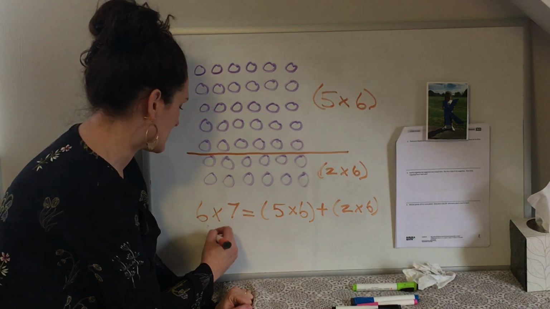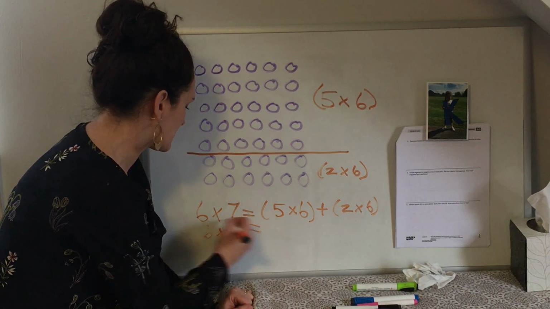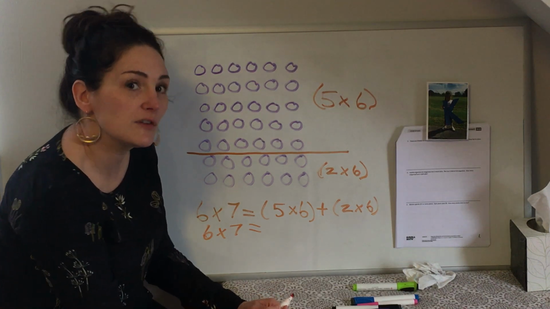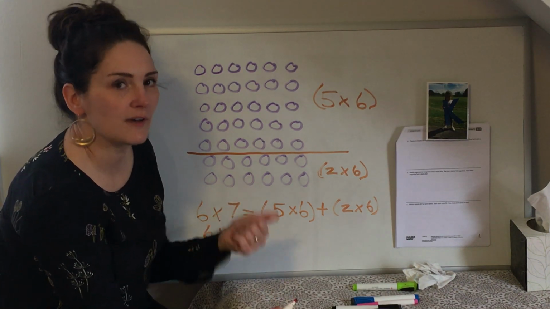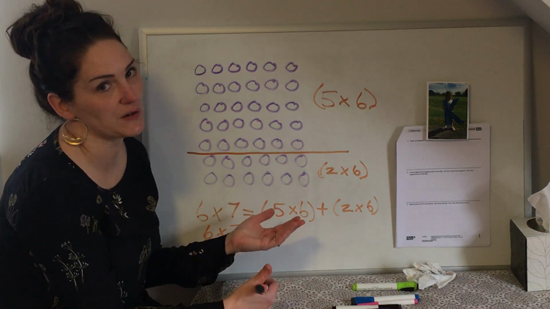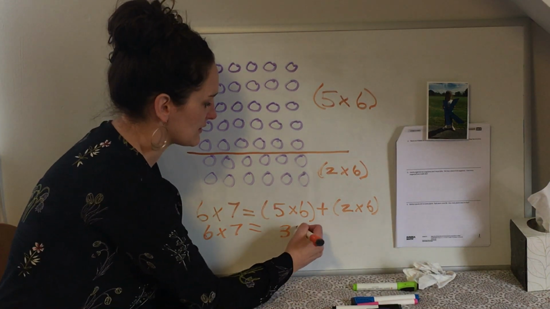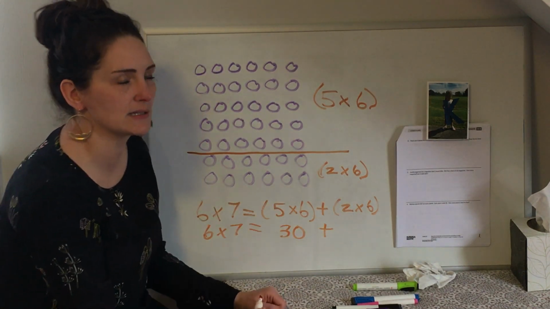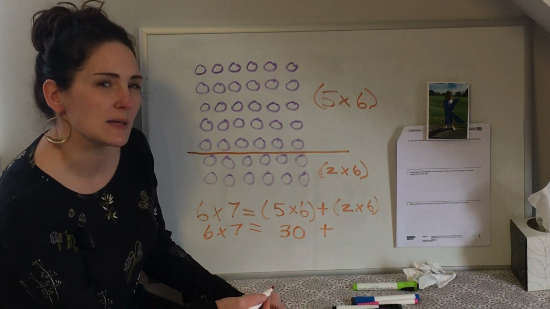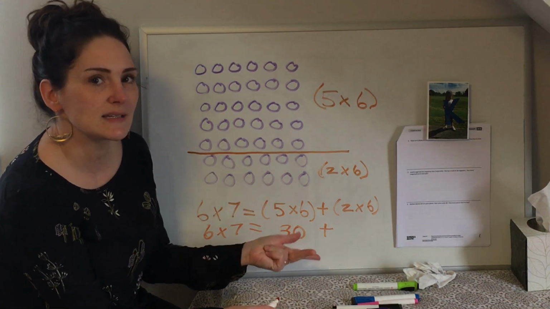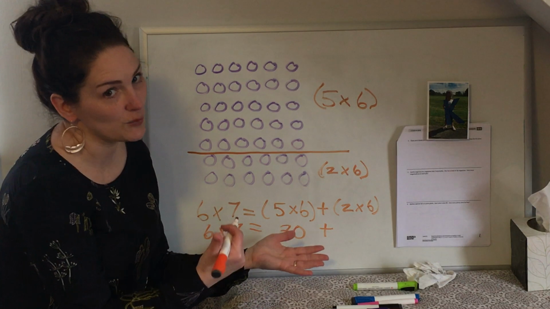6 times 7 is the same as 5 times 6, which I know my 5's facts pretty well. It's 30. But if you don't, you can skip count by 5's. 5, 10, 15, 20, 25, 30. So 5 times 6 is 30. Bring down your plus sign. Now we can do 2 times 6. If you're not good at memorizing 2 times 6 yet, you can skip count by 2's. 2, 4, 6, 8, 10, 12.